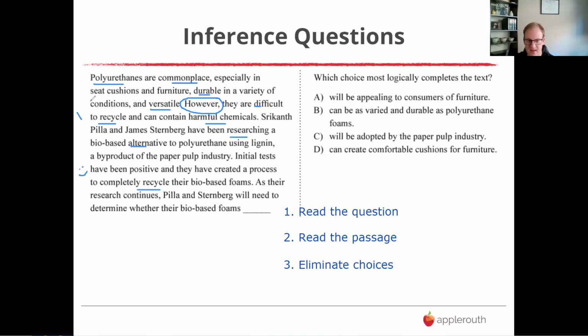So recycling, yay. So the question is, well, are they going to be as good as polyurethanes in other ways? Are they durable? Are they versatile? And so that's why we're going to end up with B. But first, it's not A, because we're not talking about mass appeal. Not a terrible answer, but not A. It's not C because the paper pulp industry was just very much a minor thing mentioned. So I would not infer that we're mentioning that again. And also it's too future looking. And then comfort, well, they didn't talk about comfort at all. So if you really look at it, we'd want it to be comfortable, but they didn't mention it. So we go B.